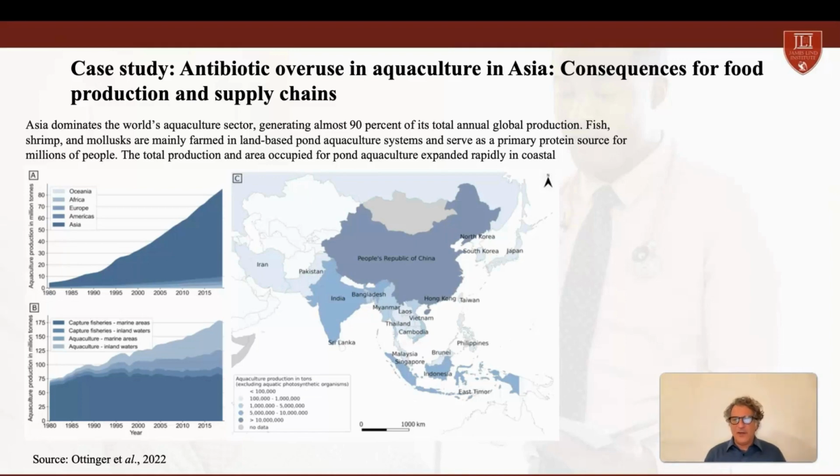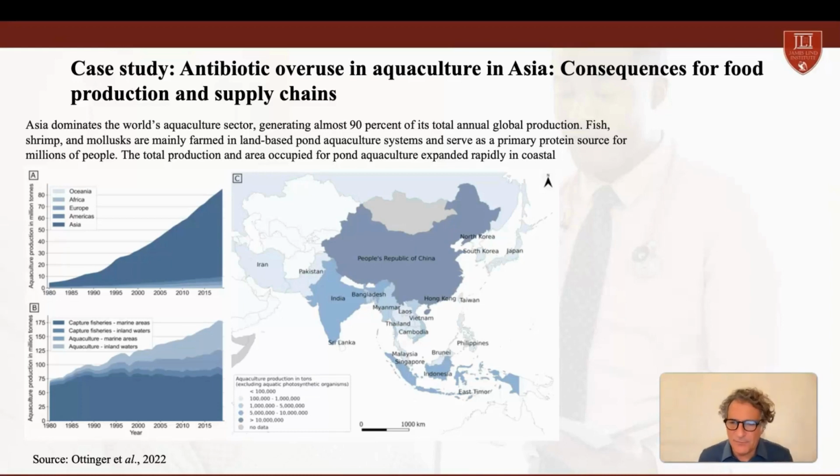And Asia, generally China, India, and Southeast Asia, are the countries that produce more, compared for example to the United States, Canada, European countries, Australia, and so on. So Asia dominates the world aquaculture sector, generating almost 90% of its total annual global production. We're talking about fish, shrimp, and mollusks, mainly farmed in land-based ponds or aquaculture systems, and serving as a primary protein source for millions of people.